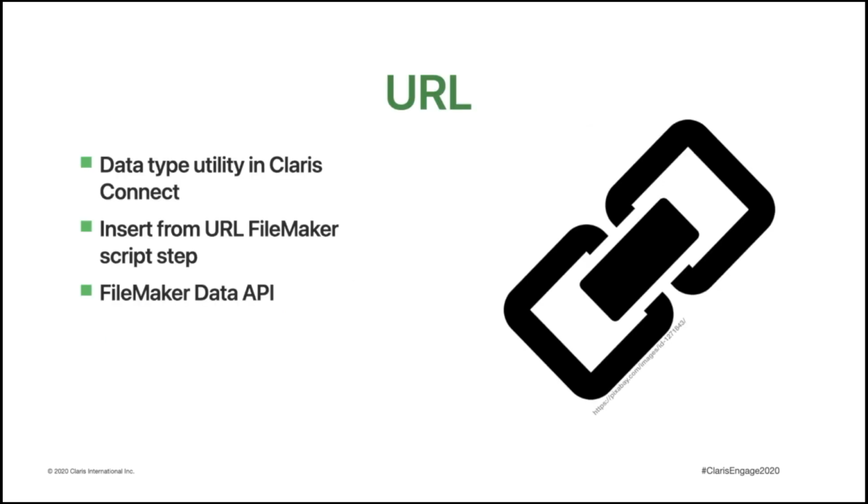The first category is the URL, a Uniform Resource Locator, or web address as it is commonly known. JSON is used as a parameter that is passed through a URL. The places where it would use a URL are the data type utility in Claris Connect, the Insert from URL FileMaker script step, and the FileMaker Data API. They all use URLs and potentially therefore can use JSON as a parameter.